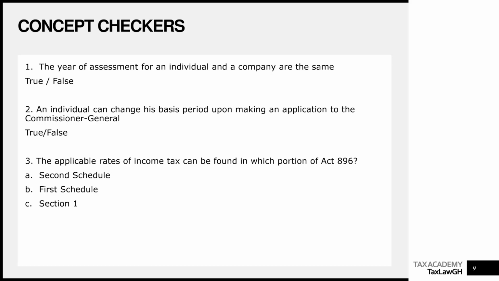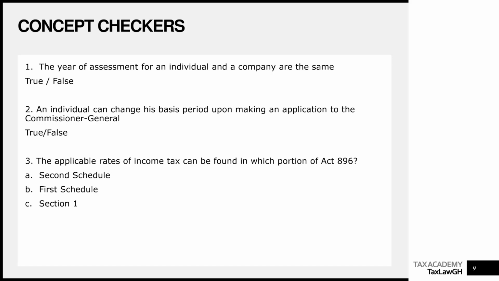Final concept checker, I guess. The applicable rate of income tax can be found in which portion of Act 896? I mean, this question, all of you should get it right. Is it A, the second schedule? Is it B, the third schedule? Is it C, section 1? You can pause, have a think through it, and then let's see if you got it right.